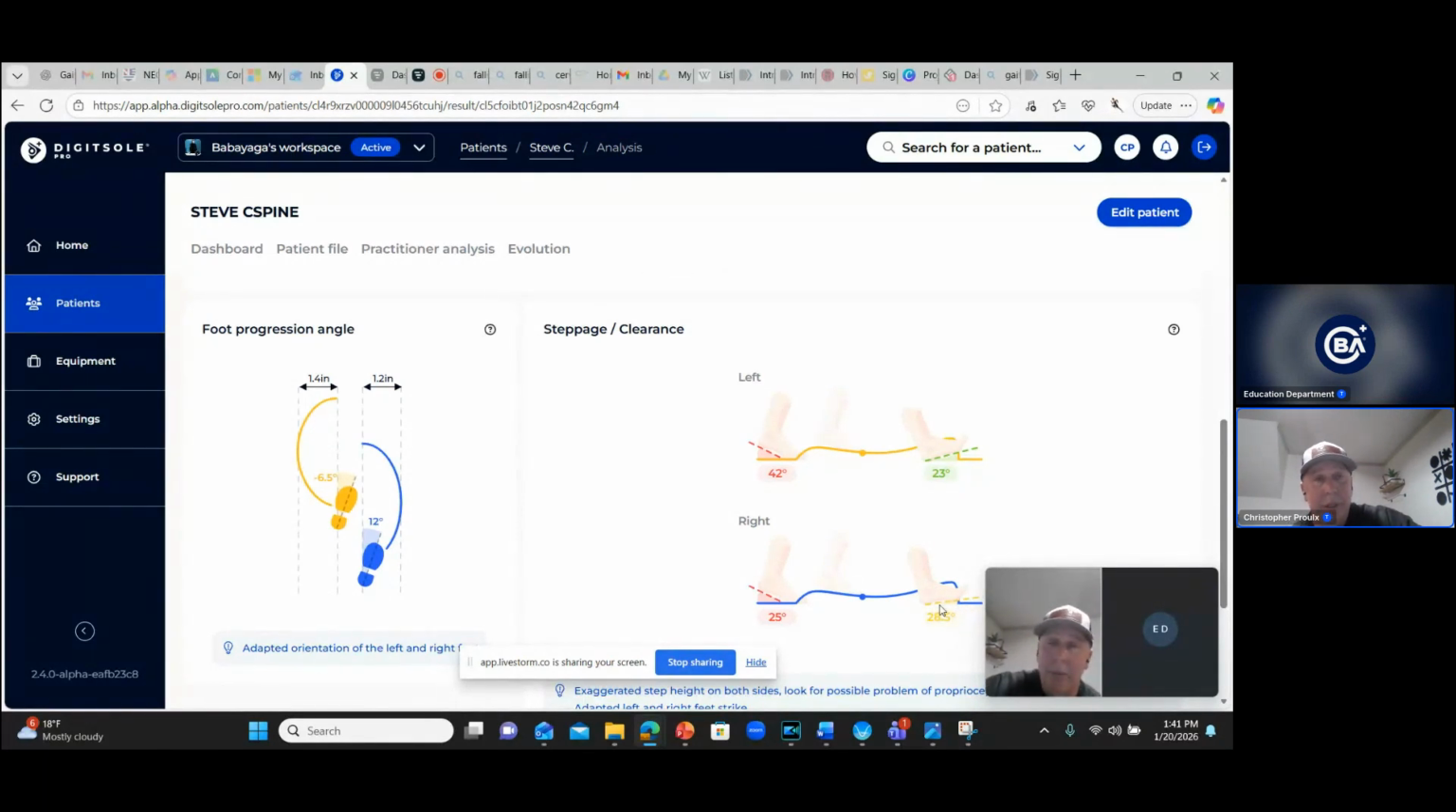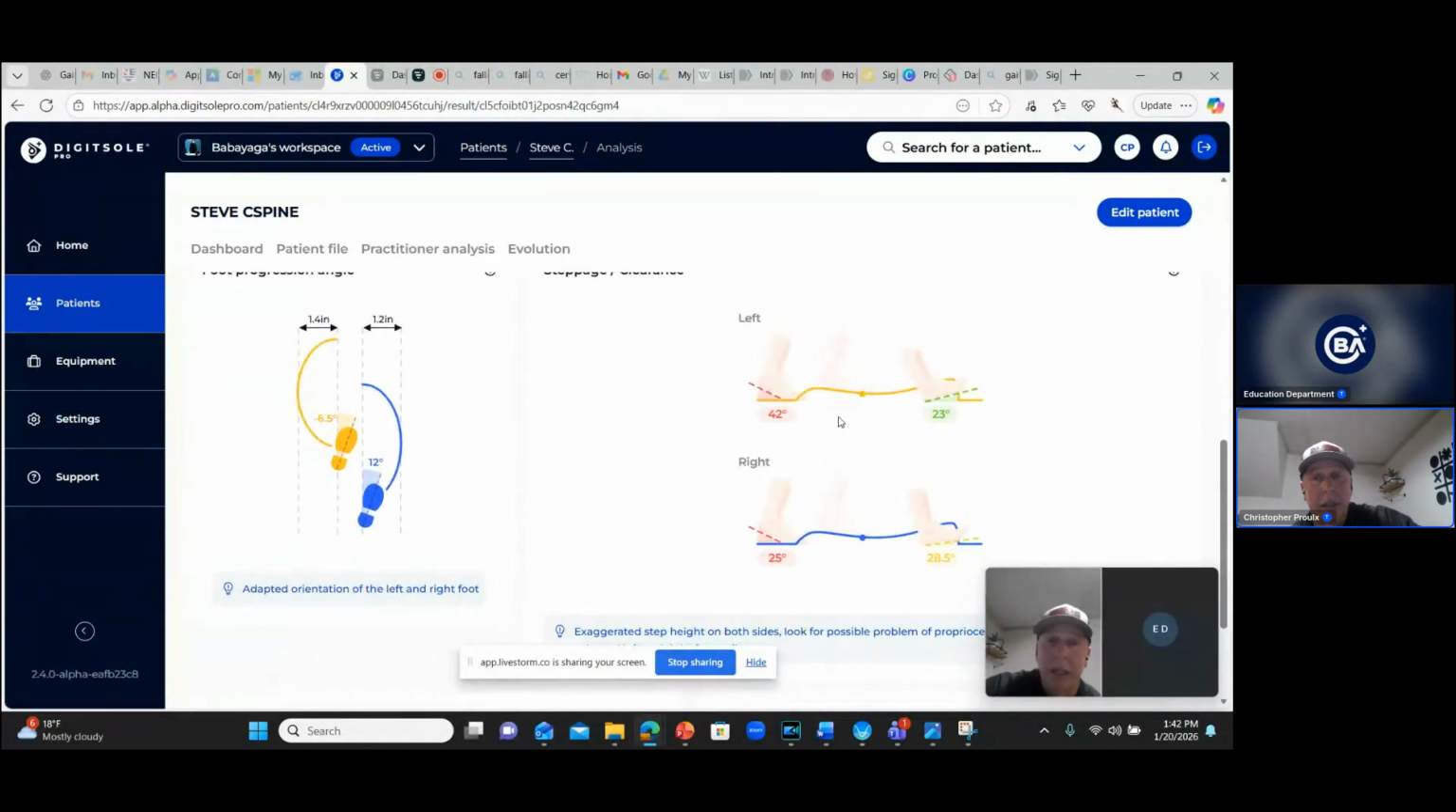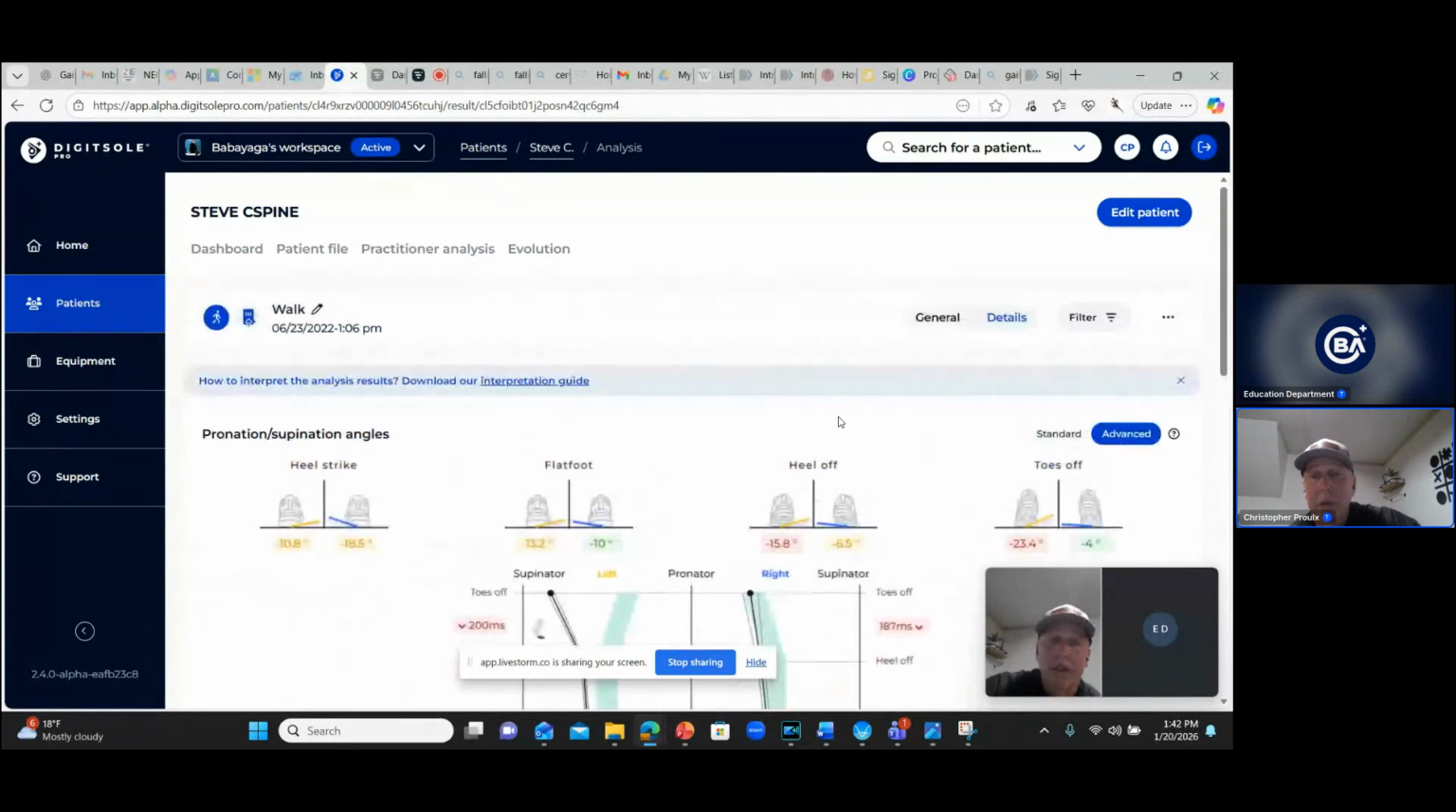He's just compensating for the abnormality that he has on that left side. Okay, so what did we do to this patient? I mentioned a little earlier.